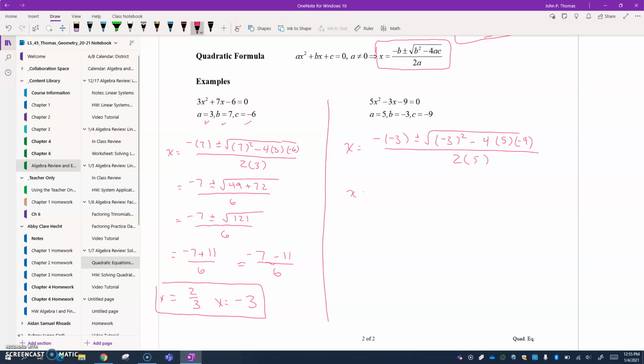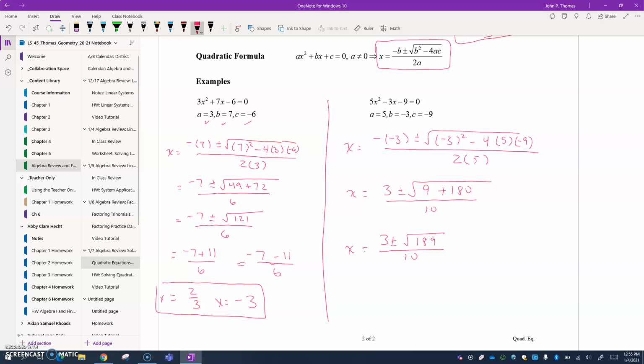So that's going to be x equals 3 plus or minus square root 9. And then I've got a negative and a negative, so that's a positive. 4 times 5 times 9 is going to be 180. So we have plus 180 all over 10. All right, so that's 3 plus or minus square root 189 all over 10.